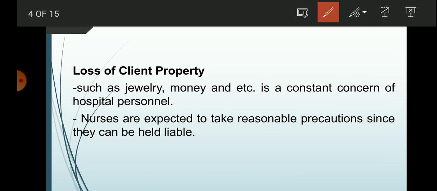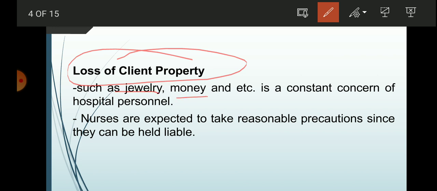Next would be loss of client property, such as jewelry, money, etc., which is a constant concern of hospital personnel. So make sure, especially when you're working in the emergency room, wherein vehicular accidents may occur, your patients may come and go, that you really follow the hospital guidelines when it comes to property safety methods.